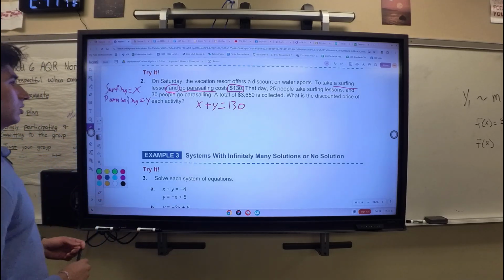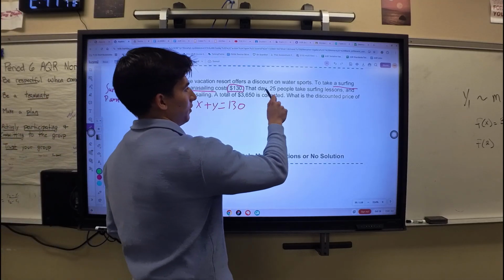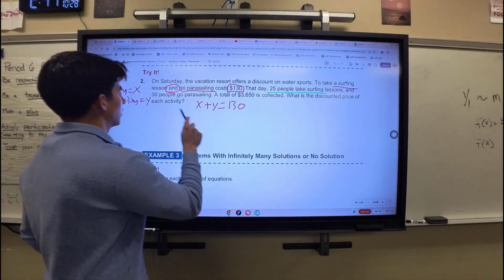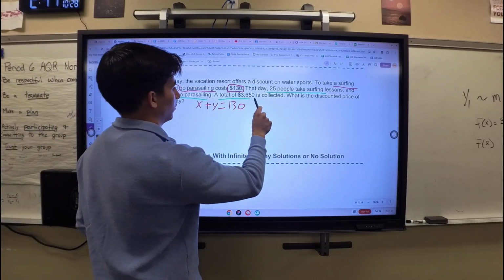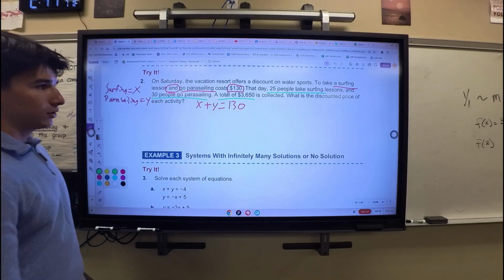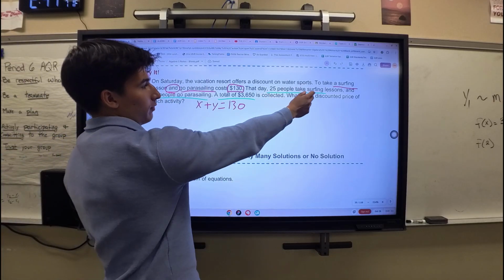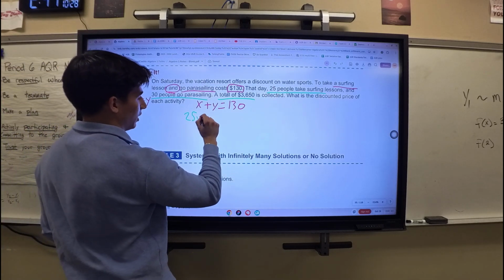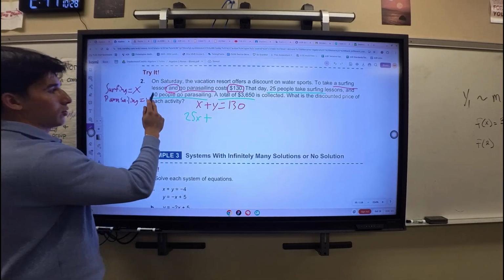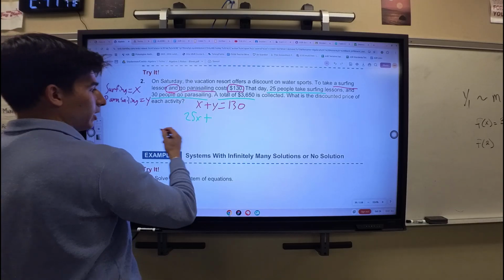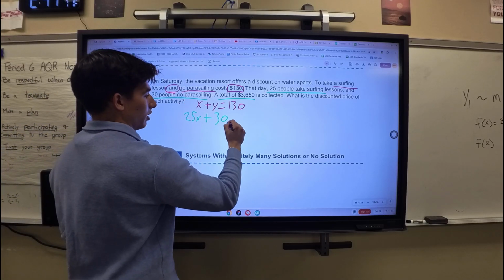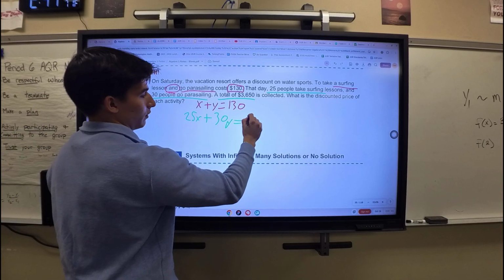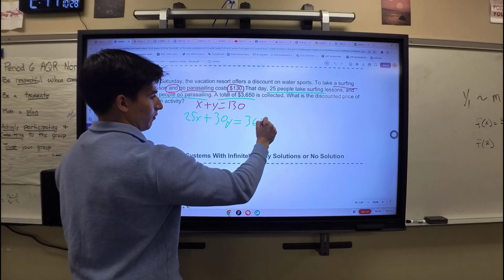Our second equation is going to come from 25 people surfing, 30 people parasailing, and a total of $3,650. Because 25 people are surfing, and surfing is X, that's 25X, plus 30 people parasailing, which is Y, so 30Y, equals the total of $3,650.